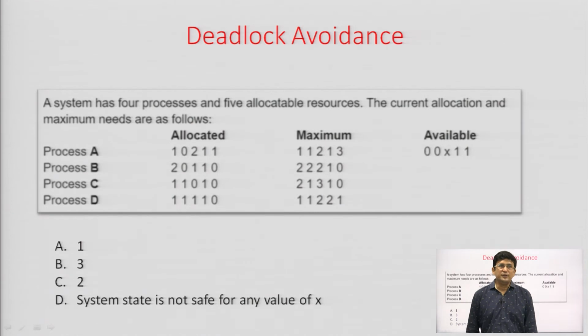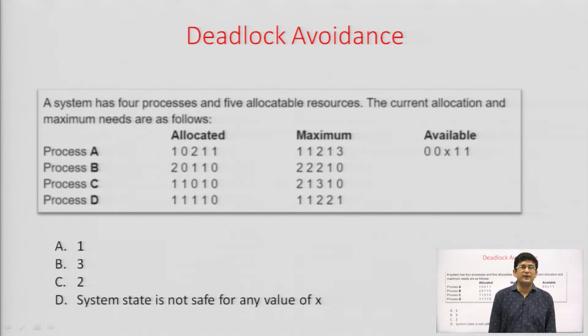Now, this is a question which says that a system has 4 processes and 5 allocatable resources. The current allocation and the maximum needs are given as follows. The available number of resources are 0 0 x 1 1. Here we have to find out what is the value of x such that the process state is safe. So, we have to calculate the value of available such that the state of the system is safe. I am just telling you the ways, you can do it by yourself.